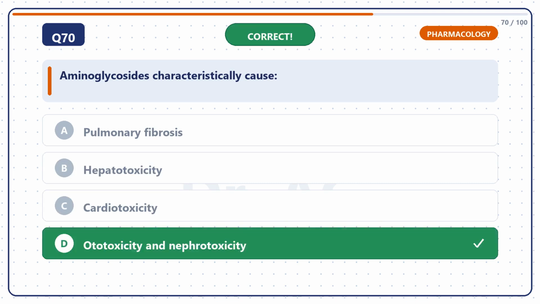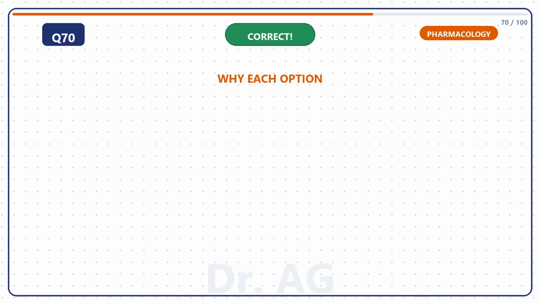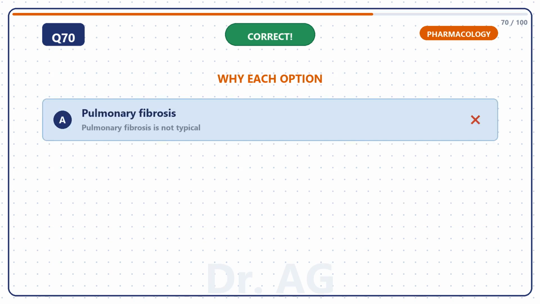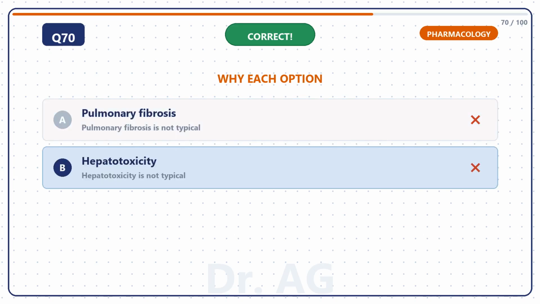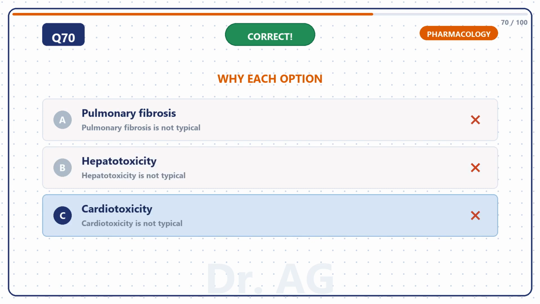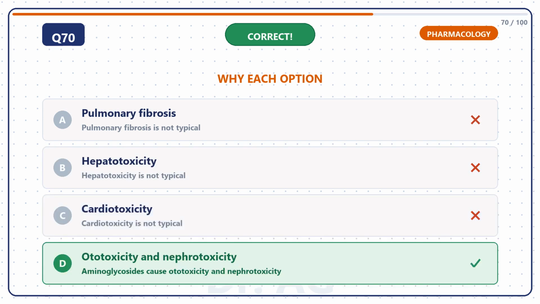The correct answer is option D. Ototoxicity and nephrotoxicity. Let's go through the options. Pulmonary fibrosis. Pulmonary fibrosis is not typical. Hepatotoxicity. Hepatotoxicity is not typical. Cardiotoxicity. Cardiotoxicity is not typical. And the correct answer is ototoxicity and nephrotoxicity. Aminoglycosides cause ototoxicity and nephrotoxicity. So, the right answer is option D. Ototoxicity and nephrotoxicity.